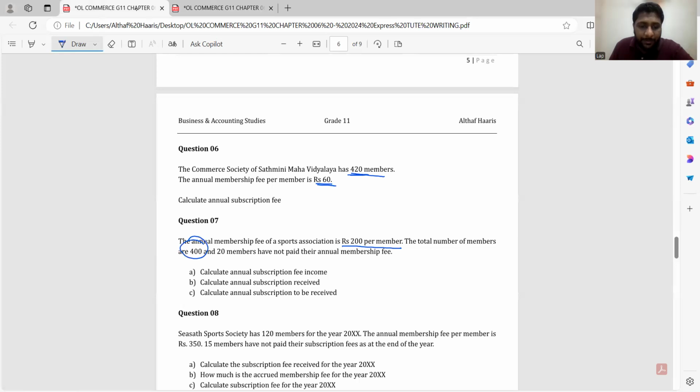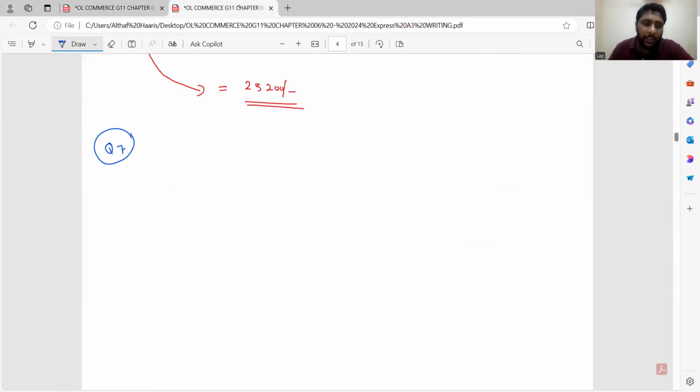First, they are asking for subscription fee income, subscription fee received, and subscription fee to be received. So let's calculate it, people. Total subscription fees income equals number of members into fees per member.